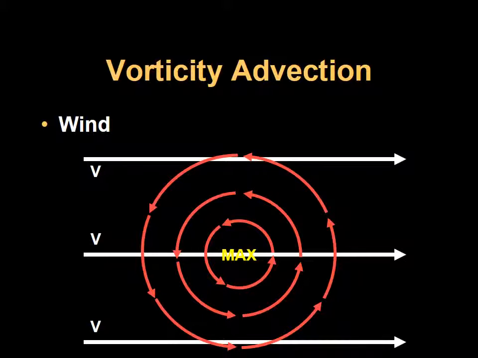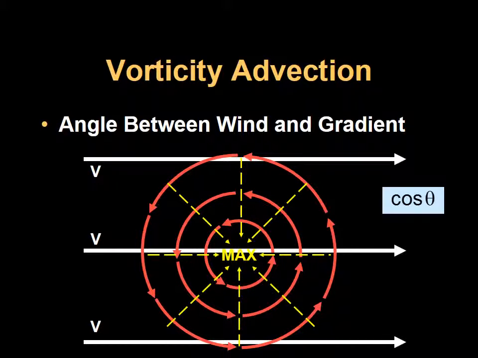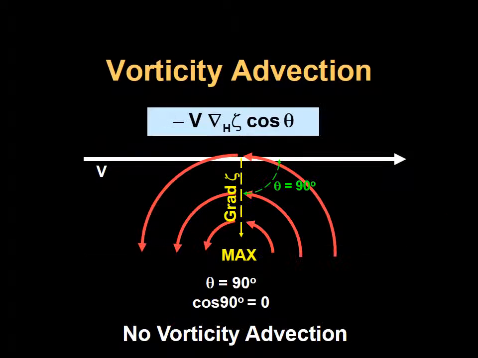We're going to assess the vorticity advection in those 3 locations. Here you can see there's an angle between the vorticity gradient and the wind, and the angle varies depending upon where you are. So let's take a look at the top.